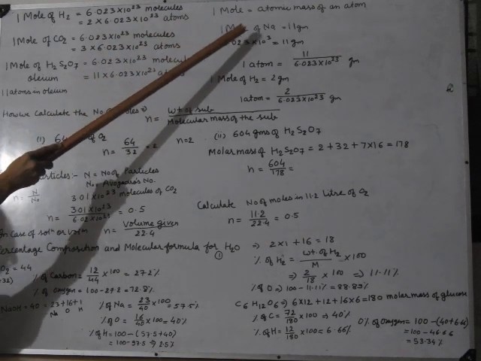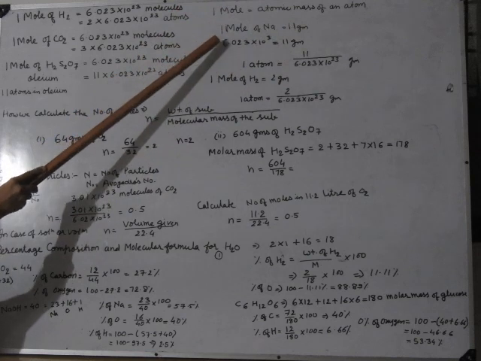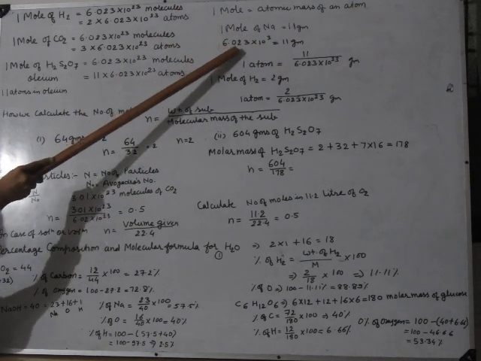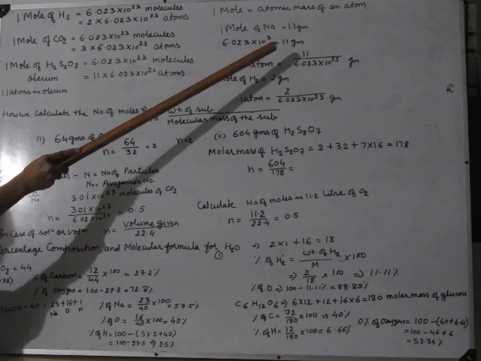1 mole is equal to the atomic mass of an atom in grams. 1 mole of sodium has 23 grams, that means 6.023 into 10 to the power 23 atoms is equal to 23 grams.